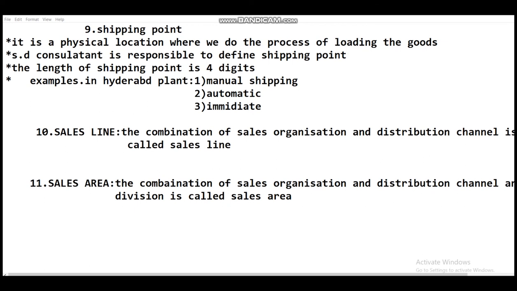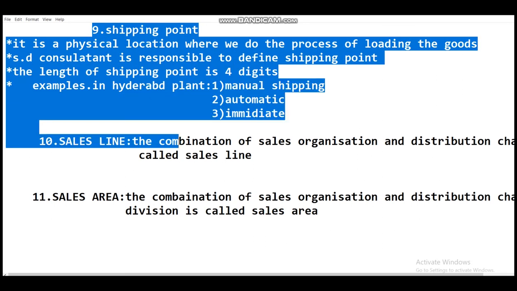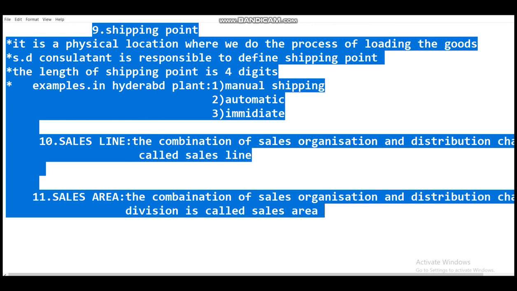A company code is an organizational unit which is responsible for all the external financial transactions which happen in a company, and the length of the company code is 4 digits, and the FI consultant is responsible for the company code. And what is a sales organization? It is an organizational unit which is responsible for sales and services which happen in a company. Completely it deals with the sales and services.